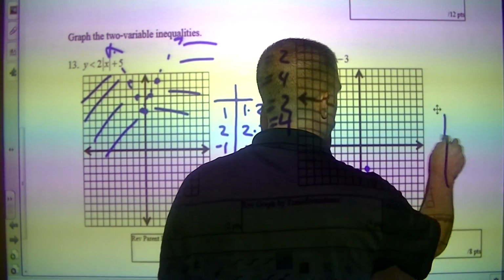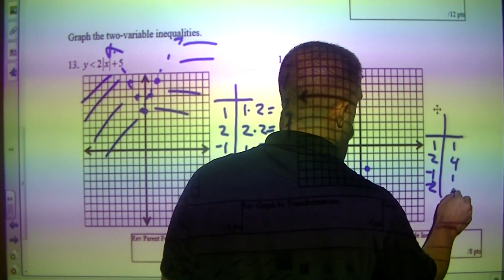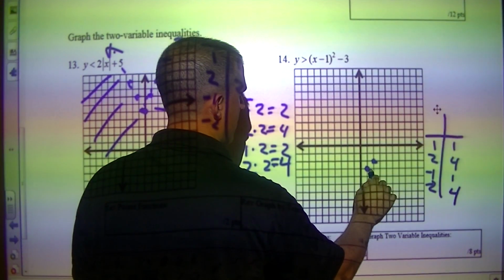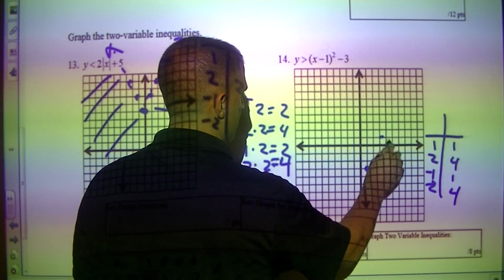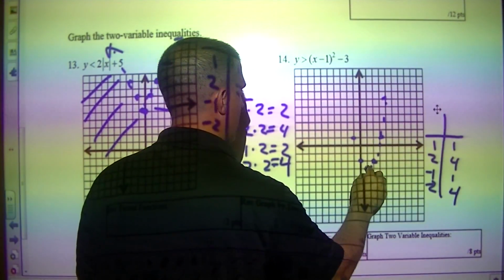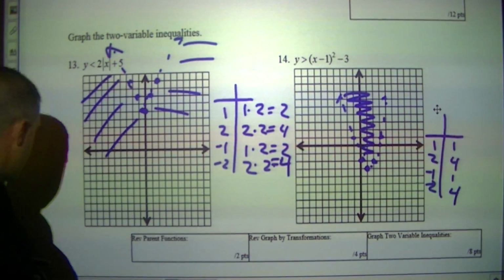My normal points are 1, 2, -1, -2, and they're 1, 4, 1, and 4. So 1 right, 1 up, 2 right, 1, 2, 3, 4 up. Same thing on this one. I'm going to have a dotted line again, and I already saw where it's shaded. It's right in there.